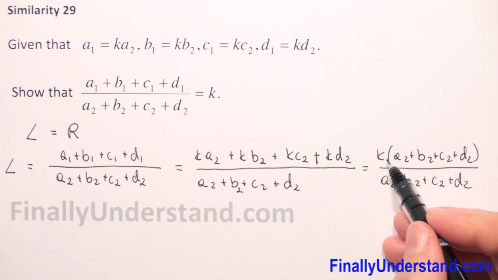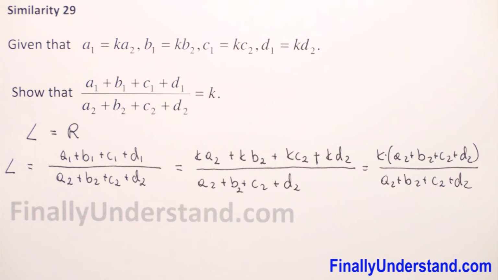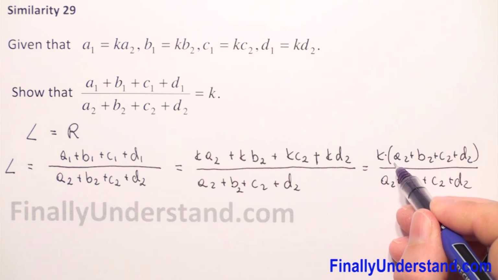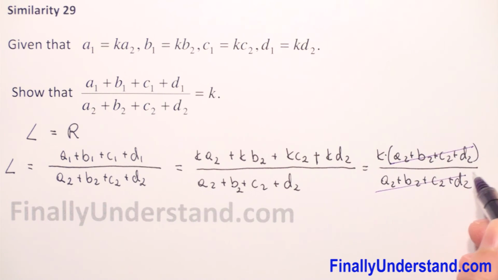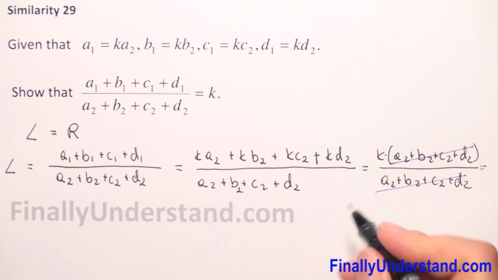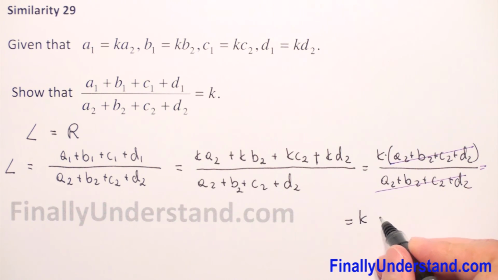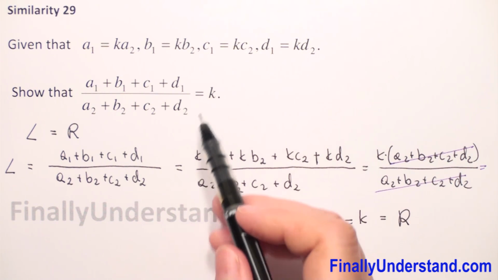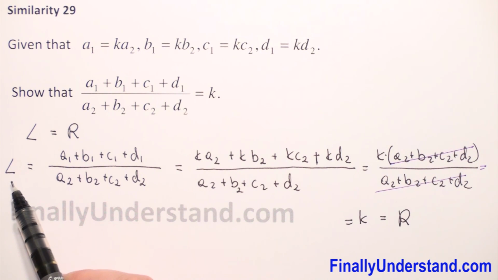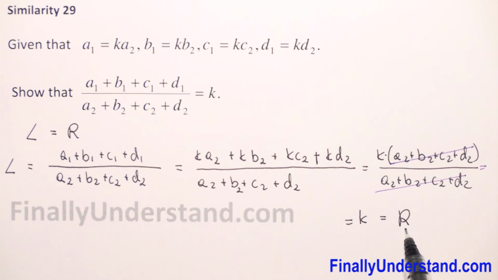So now we have a multiplication in our numerator, so we can reduce this whole expression in parentheses with the denominator. So what we got? This is equal to K, and K is equal to our right side. We showed that the left side is equal to the right side. So this is my solution.